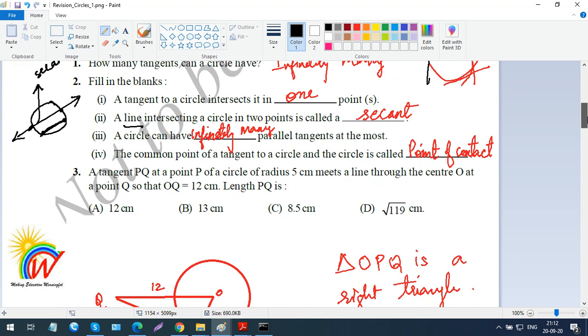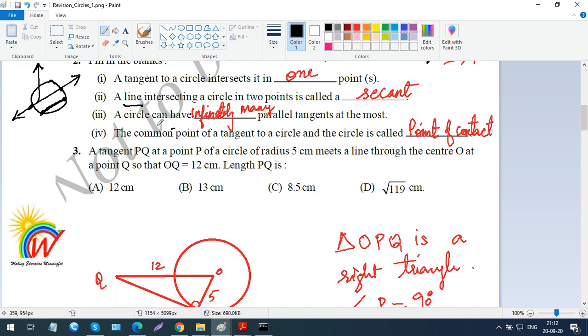A circle can have infinitely many parallel tangents at the most. See, you have a circle, and you have parallel tangents. There will be one pair of parallel tangents. This is one set, there could be another one, right? I can draw many parallel tangents. This is one set, now let me draw another set, like this one and this one. And so I can draw so many. So there are infinitely many.